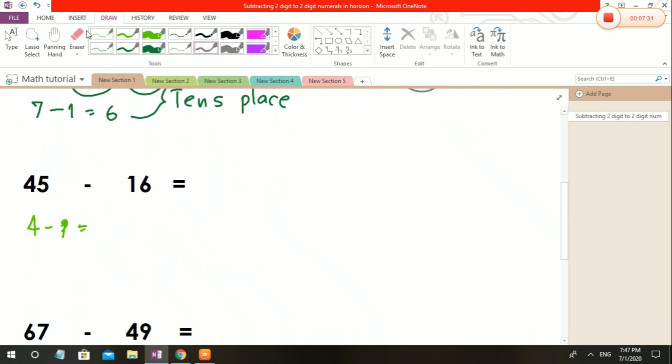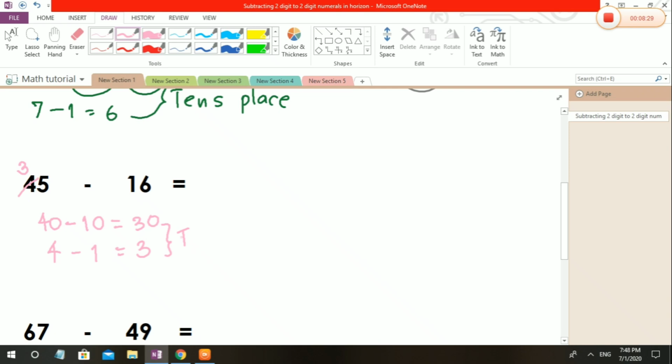Next, let's move to the next one. Okay, how about this one? 45 is more than 16, but 5 is less than 6. What are we going to do? Can you follow what I did from the last one? Now let's try again. We are going to borrow 1 from 4. So 4 here becomes 3. Why does it become 3? Because 40 minus 10 is equal to 30, or 4 minus 1 is equal to 3.